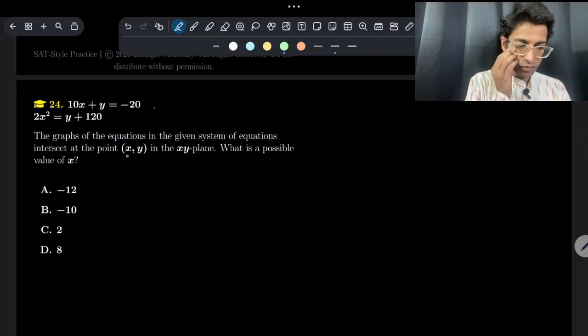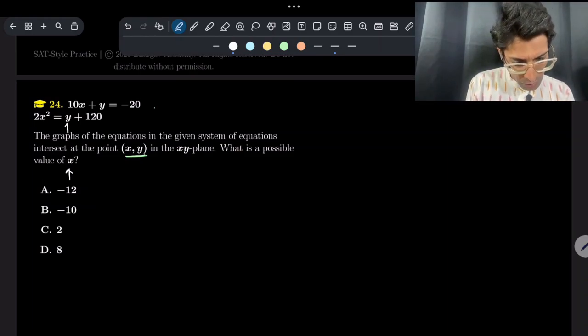The graphs of the equations in the given system of equations intersect at the point (x, y). So he wants both the graphs to intersect. Okay, good. What is the possible value of x? He's asking you the possible value of x. So first let's solve this algebraically and see how it goes.